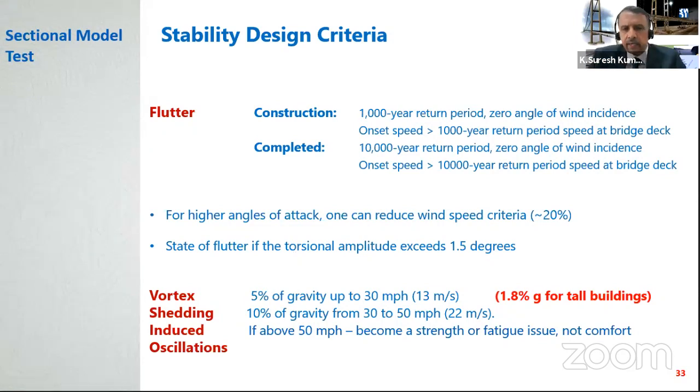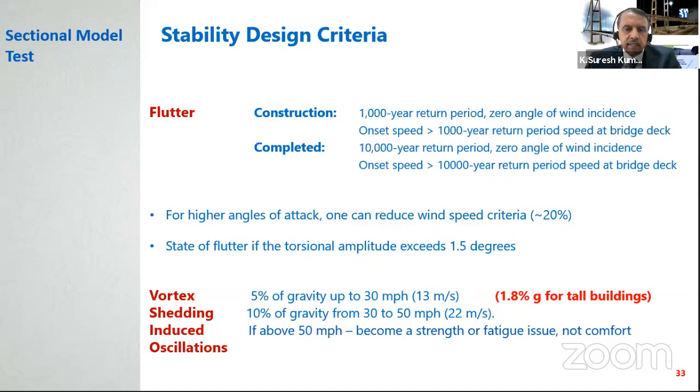But at higher angles of attack, this is another interesting thing. One can reduce the wind speed criteria if you are sure that the skew angle for the bridge is zero. Then for higher angles of attack, the probability of wind hitting the bridge at 3 degree or 6 degree angles of attack is less, and because of that we can slightly reduce the speed criteria. That could go to the extent of a 20% reduction in the onset speed. We looked at this in certain bridges, and again it is based on experience. The state of flutter is when the torsional amplitude exceeds 1.5 degrees. That is when we say it is getting into flutter.